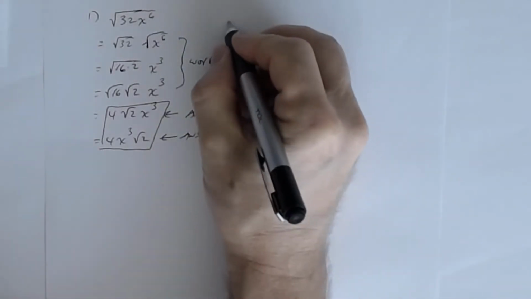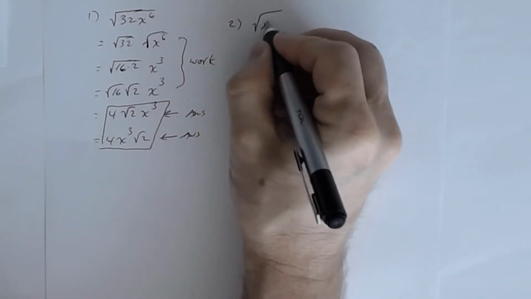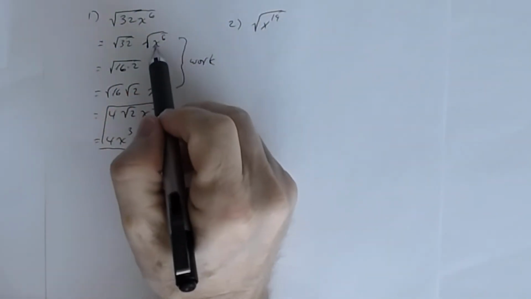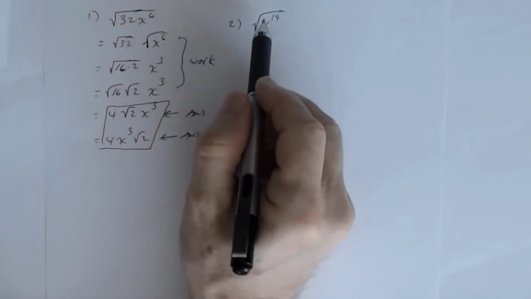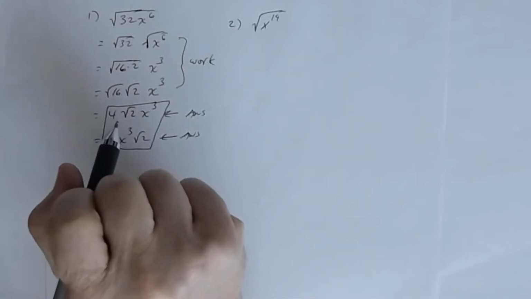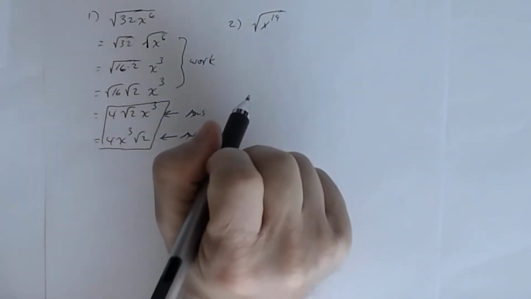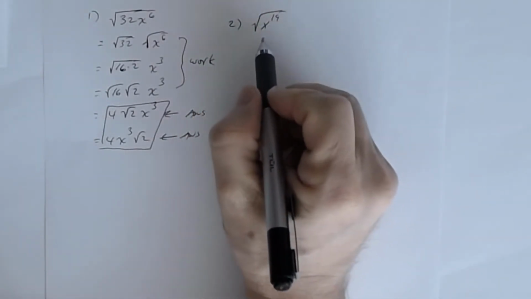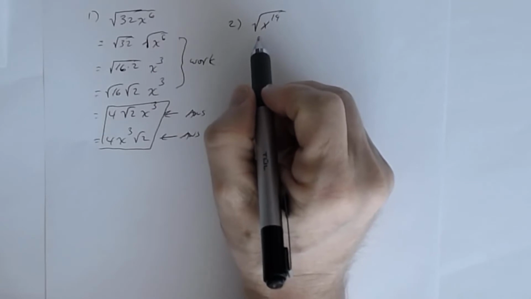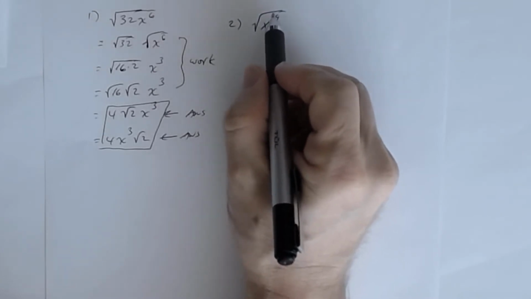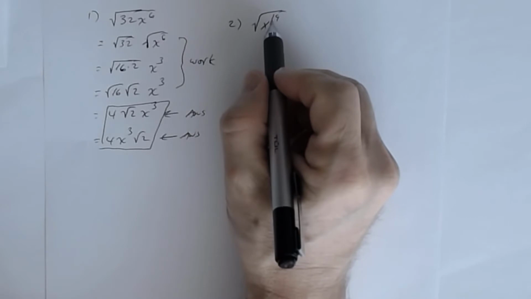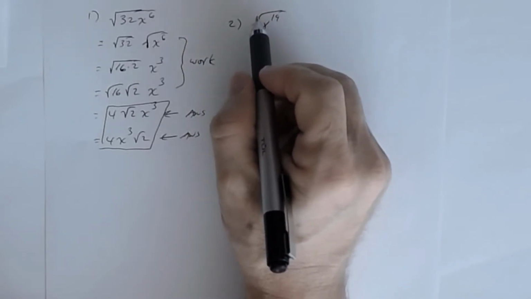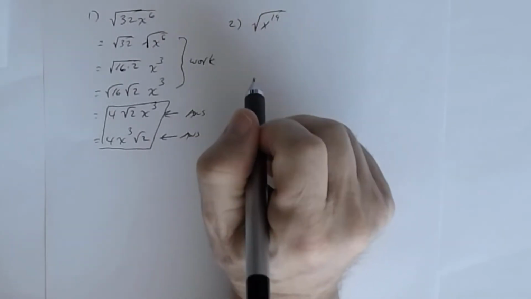All right, now let's look at number 2. I have the square root of x to the 19. That one's not as simple as the last one, because 6 was divisible by 2, but here, 19 is not divisible by 2. Now remember, a radical can be simplified if the exponent that you see is greater than or equal to the index. Notice 19 is greater than or equal to 2, so I can simplify this.